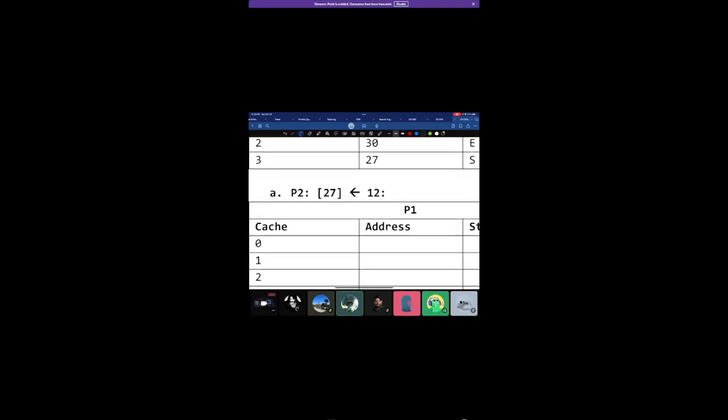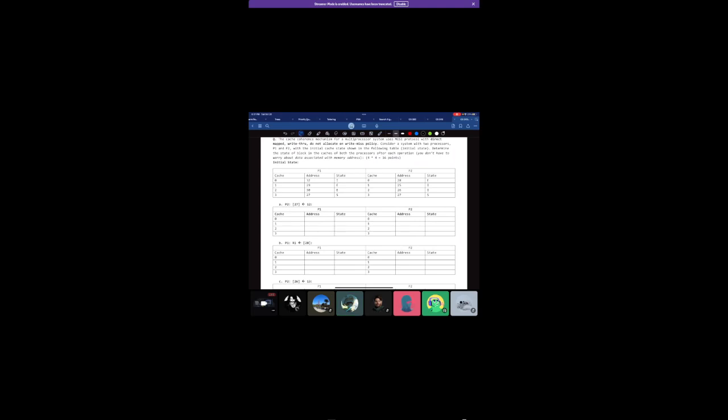Part A, we're loading the number 12 into address 7. Wait, is that even allowed? Doesn't it have to be in a register? Is that allowed? I'm going to assume that's allowed. That's weird. Okay.